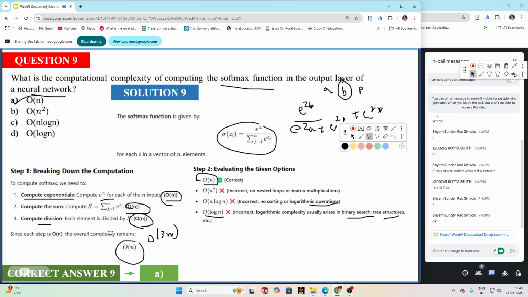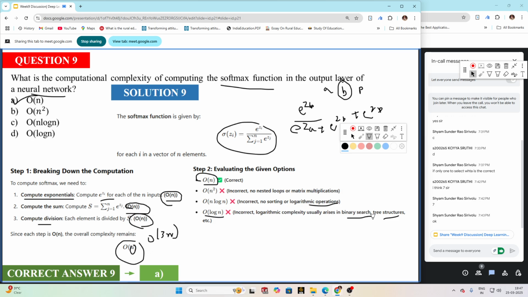No, for computational complexity, it has only these options: O(n squared), O(n log n), O(log n). Okay, that is a function of n. There is nothing called 3n. 3n is a function of n only. So that is why we write only O(n). Whenever we are doing simple operations like exponential, sum and division, we have the complexity O(n).